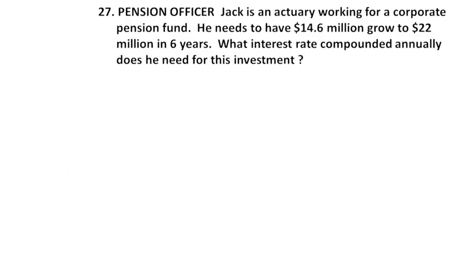Okay, next on our problem 27. Jackson, an actuary working for a corporate pension fund, needs to have 14.6 million grow to $22 million in 6 years. What interest rate compounded annually does he need for this investment? Similar to the last problem, I'm going to set this up and take a bit of a shortcut.